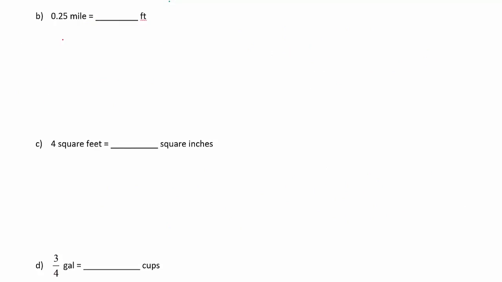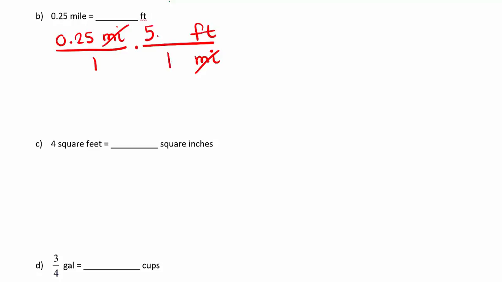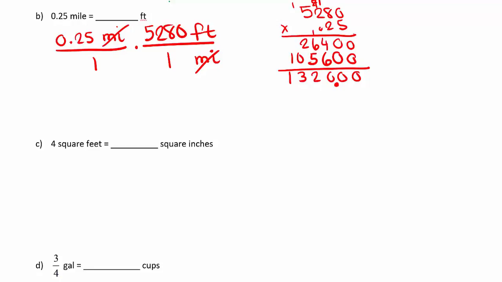So I'm going to start by writing down the 0.25 miles over 1. And then I'm going to multiply by a conversion factor, and I have to put the miles on the bottom because now the miles will cancel out. The factor was 1 mile is 5280 feet. And so I'm going to multiply my 5280 times 0.25. So I do the multiplication, and I end up getting 1,320 feet. And that's my solution.